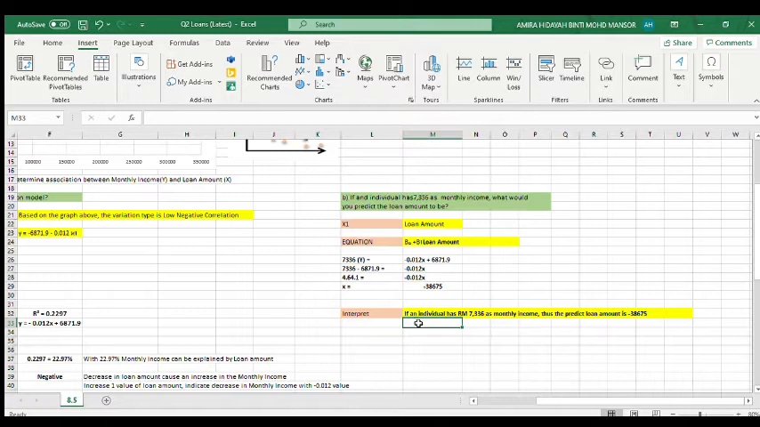If an individual has 7,336 as monthly income, then the predicted loan amount is negative 38,675. How do I get it? 6.1 divided by negative 0.012.